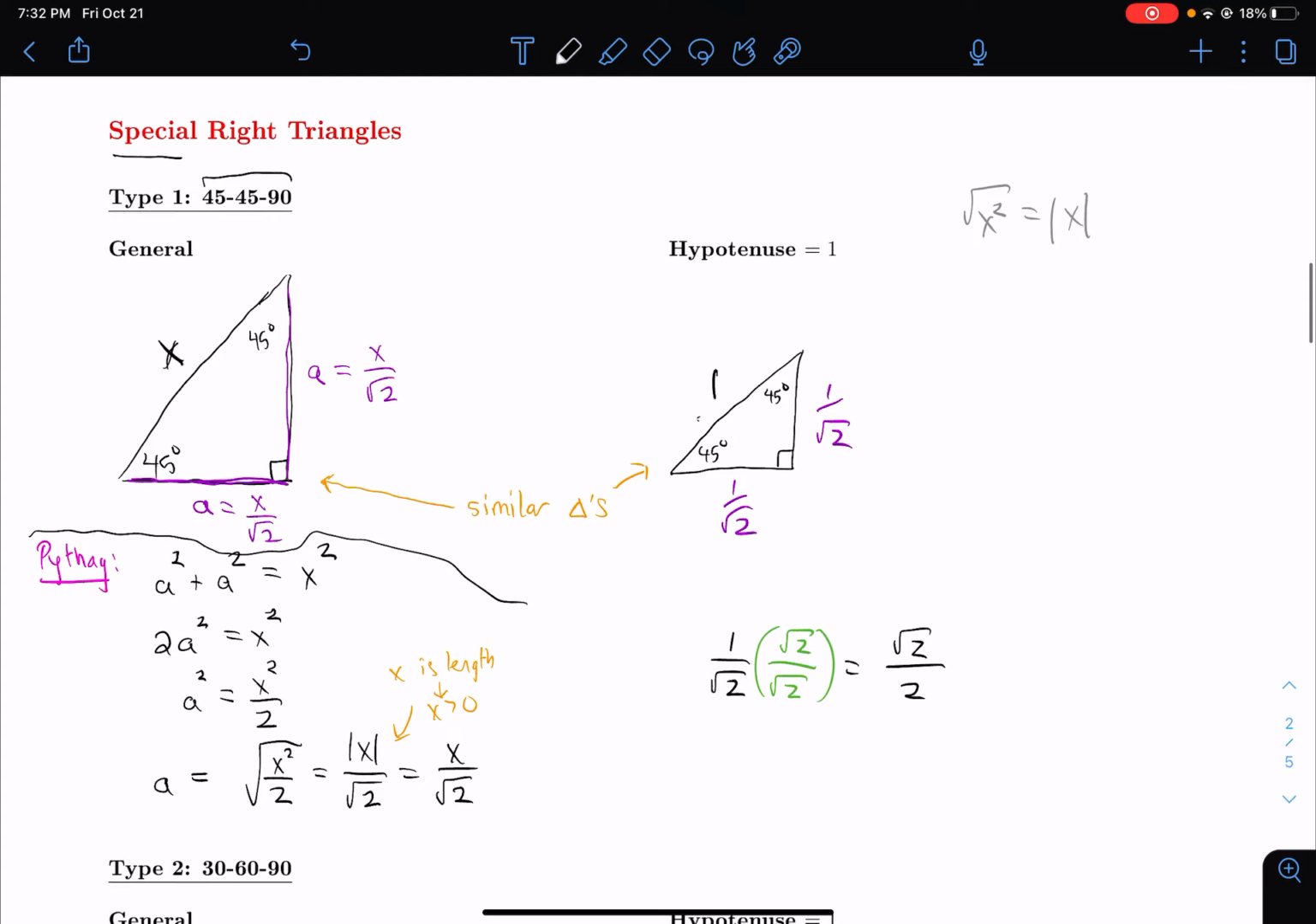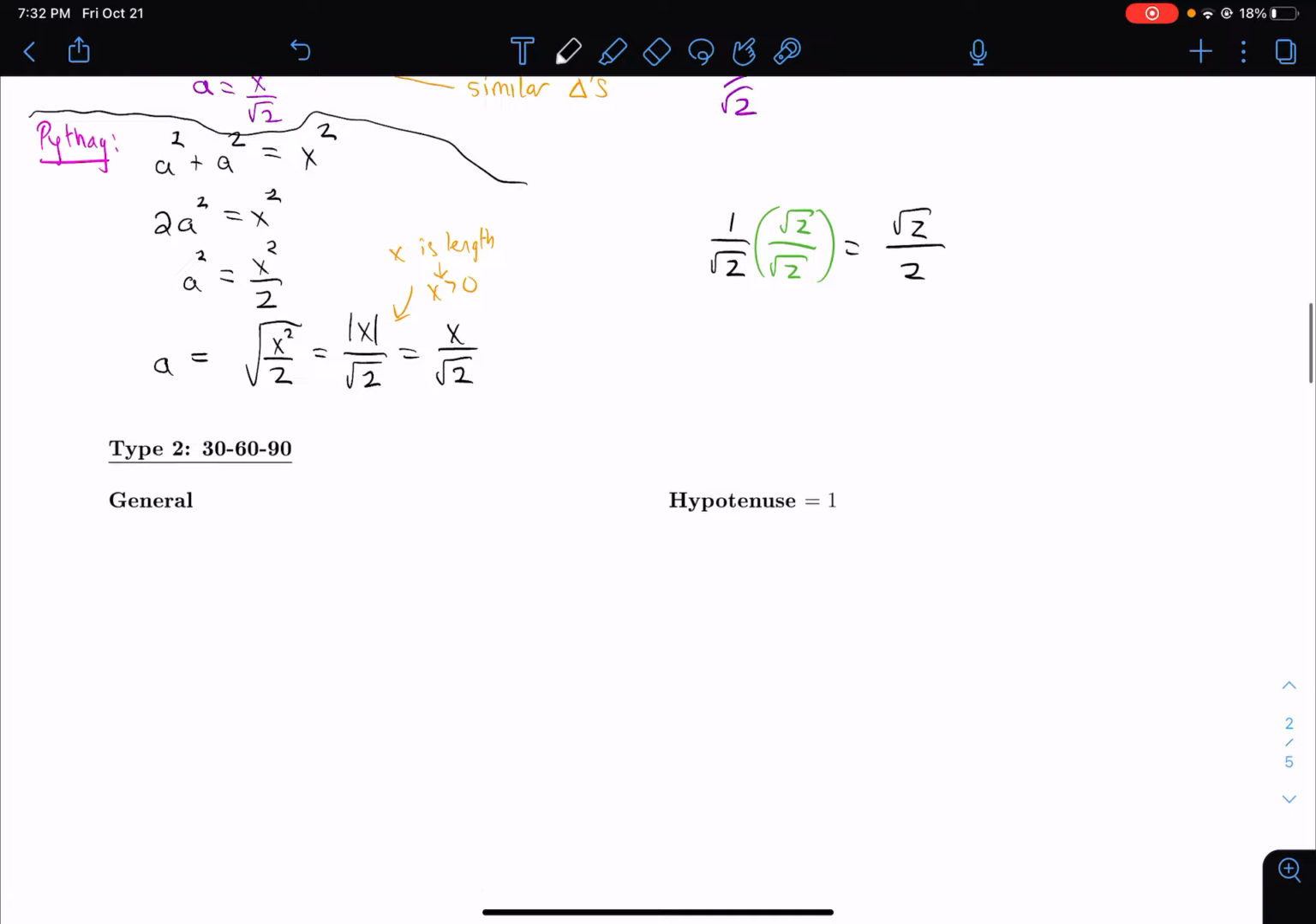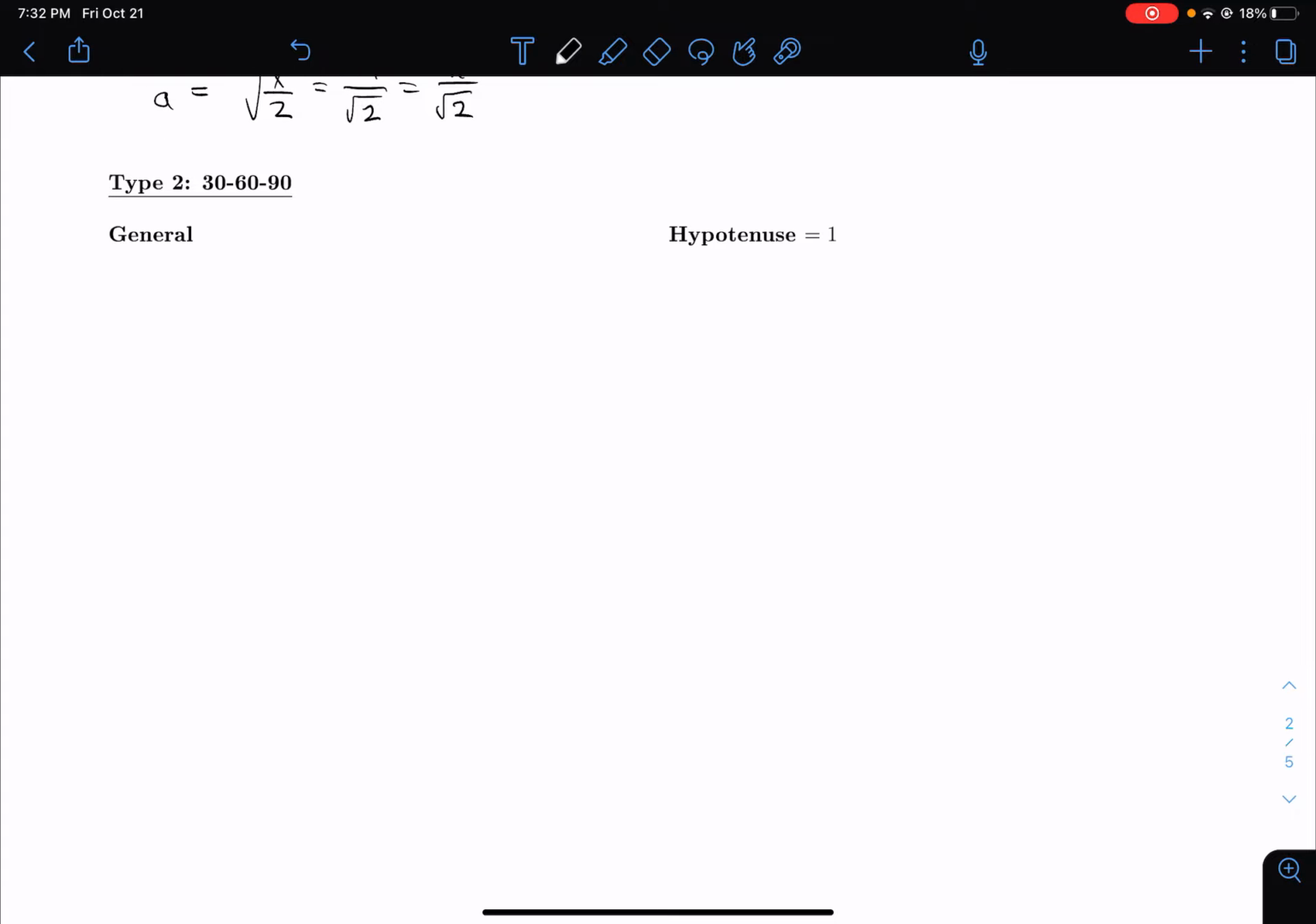Okay, all right, so there's one other type of special right triangle. That is a 30, 60, 90 triangle. So I'm going to draw two pictures of this as well. So I'll draw a general picture. So 30, 60, 90, so one of the angles is a right angle. One angle is 60 degrees, one angle is 30 degrees.